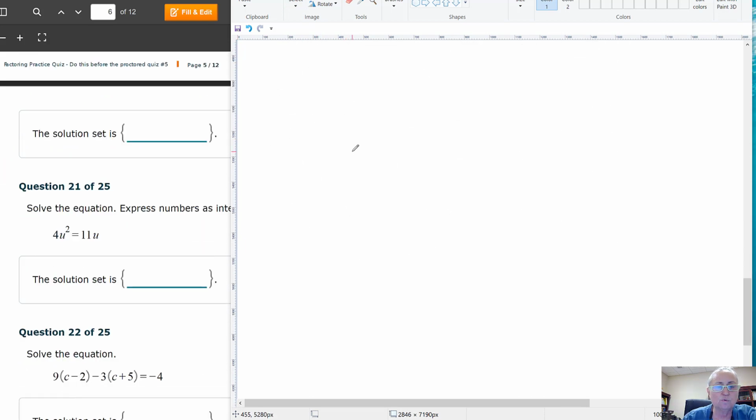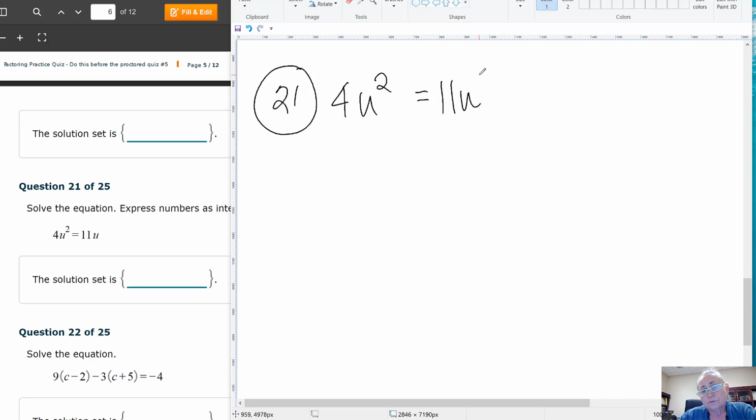Number 21. 4u squared equals 11u. So there's no simplifying I can do. I need to get a 0. So 4u squared, I'm going to minus an 11u, so it's going to be minus 11u on this side. Right? If you do minus 11u here, you have to also do it here. Over here it becomes a 0.